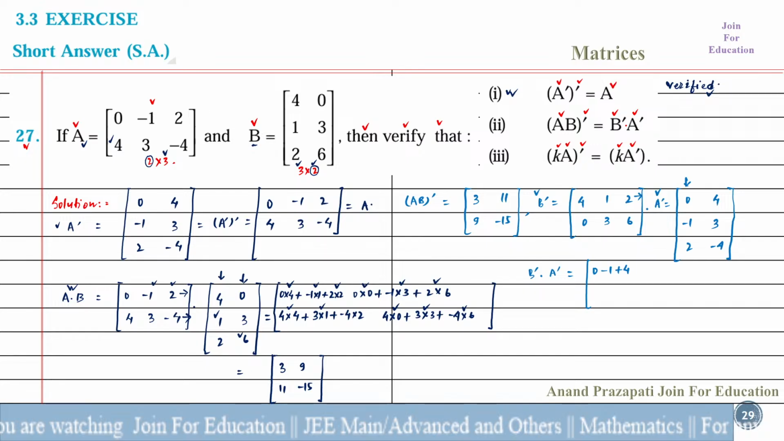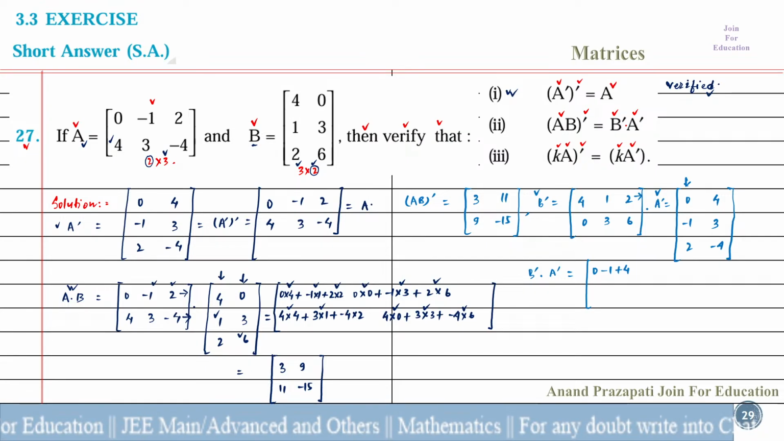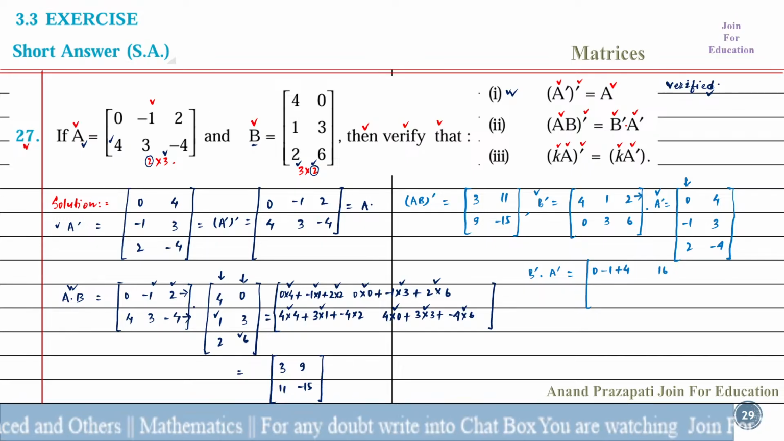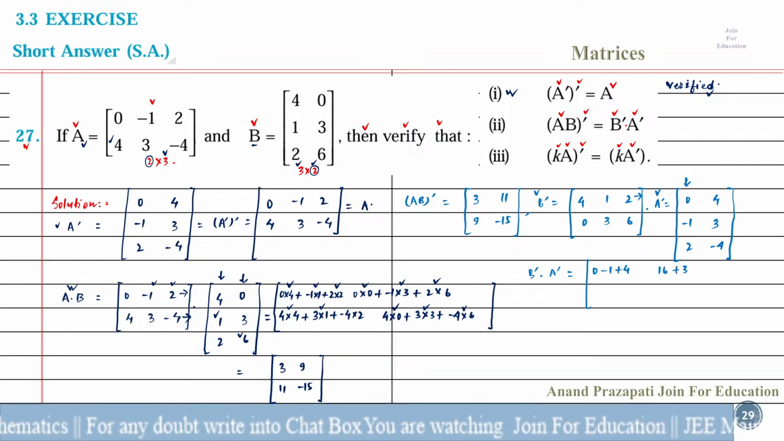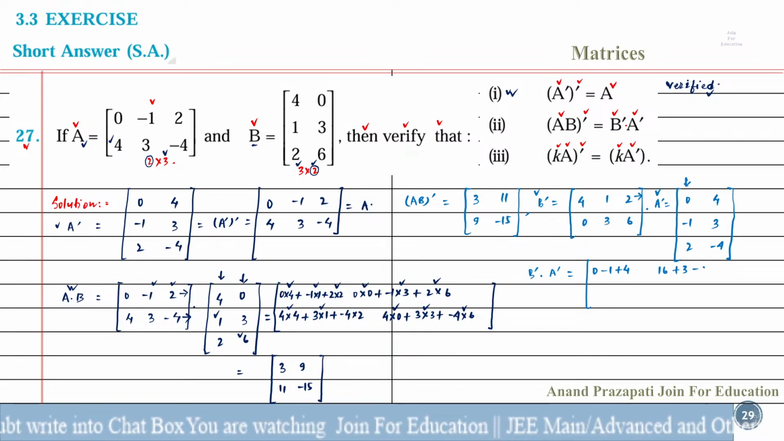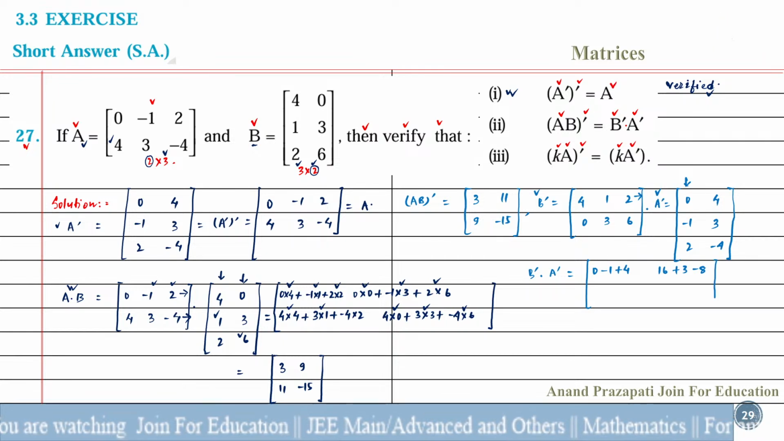First row by the second column, then we get here 4 into 4 equal to 16 and 1 into 3 equal to 3 and 2 into 4 equal to minus 8. Observe there is no problem to understand up to this step.